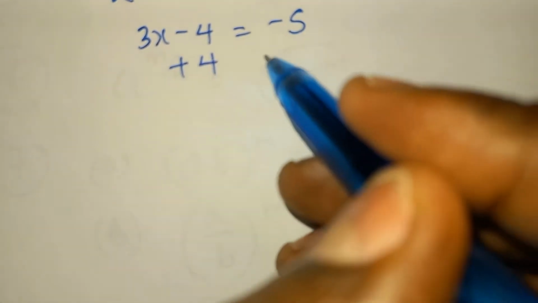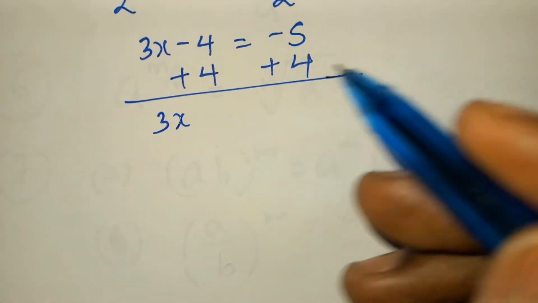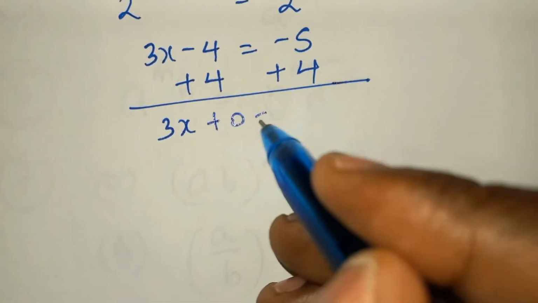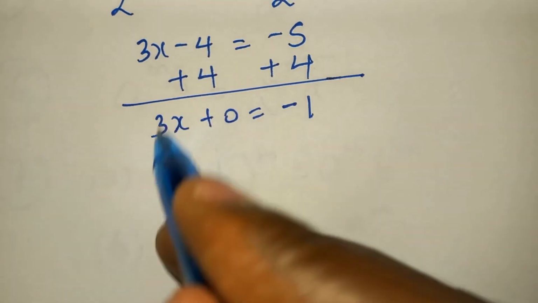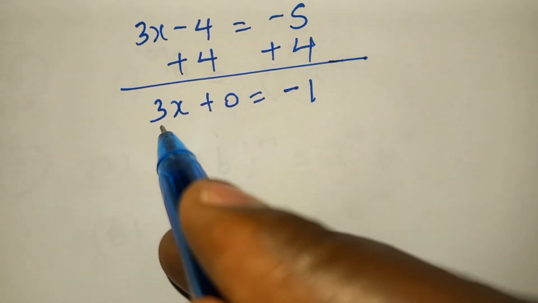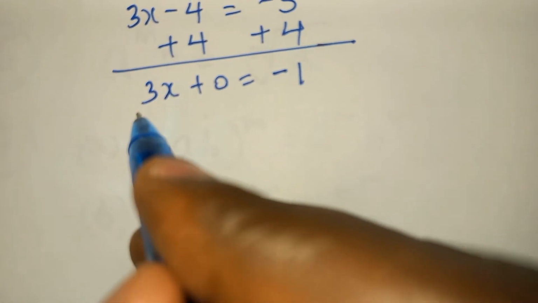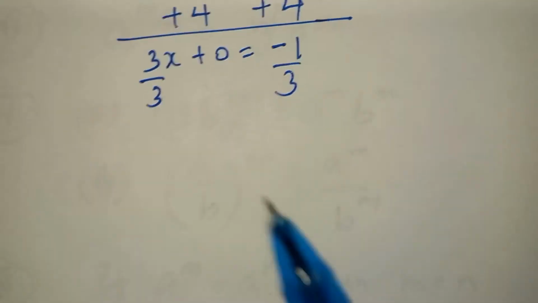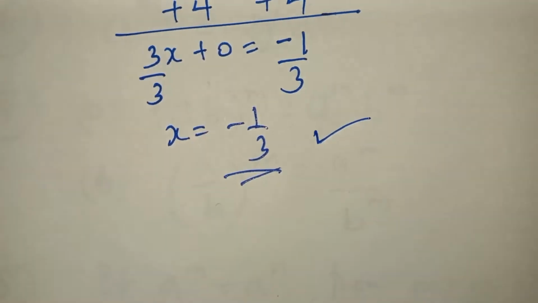So you can add 4 to this side, add 4 to this side, then you'll have 3x plus 0 is equals to minus 1. Now, how do we eliminate 3 from this side? We can simply do that by dividing by 3 both sides, so that we have x is equals to minus a third. And that is your solution.